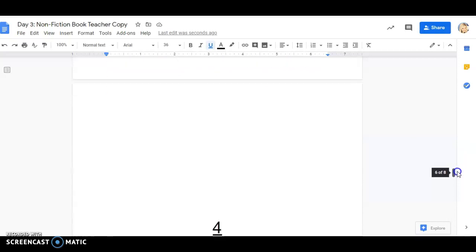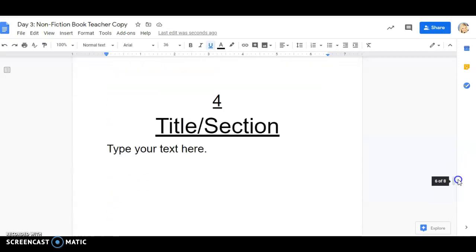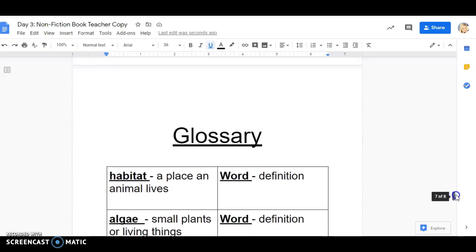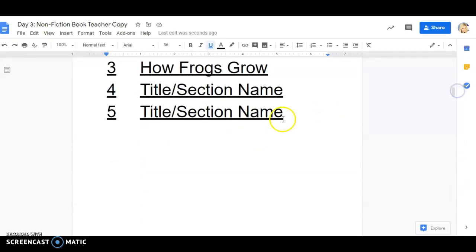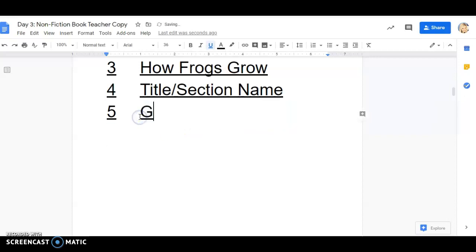Now, the next time I meet with you guys, we're going to finish our 4th section. And our 5th one, we're not going to do. We're just going to have that as our glossary. So I could put for here, glossary. So we have one more section left, boys and girls.